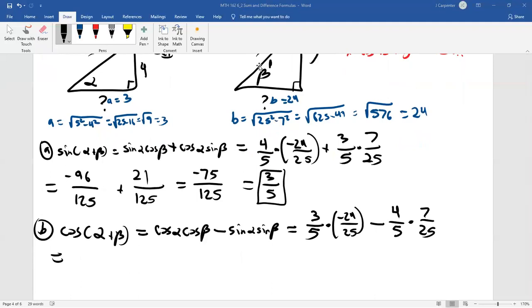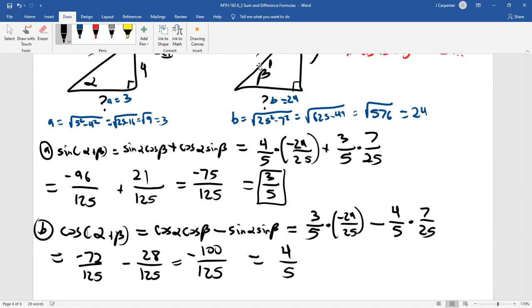All right, so 3 times 24, it's 24, 48, 72. So negative 72 over 125. Then minus 28, the 4 times the 7 over 125. Combine your denominators. Negative and a negative means add them. 72 plus 28 is 100. Keep the sign of negative. 25 goes into both of those 4 and 5 times, respectively. So the answer is going to be negative 4/5.